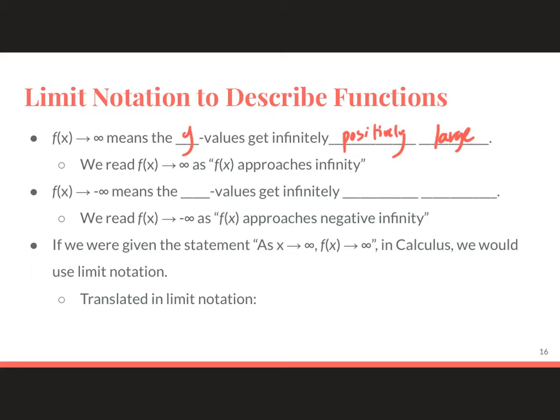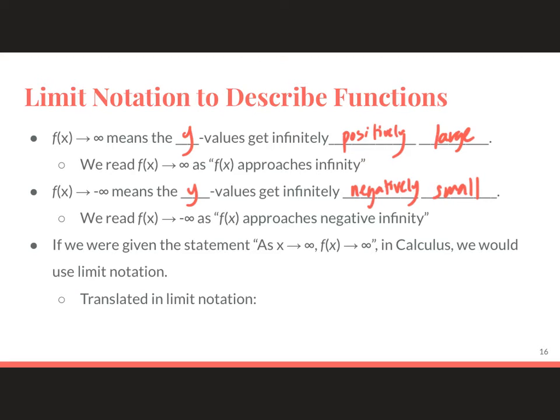And we've seen this before when we've graphed f of x equals x squared. We see that x squared approaches positive infinity as you keep going further to the right. On the other hand, if we see f of x arrow negative infinity, this means that our y values get infinitely negatively small, because the further into the negative you go, the smaller your number is. We can read this similarly as f of x approaches negative infinity. And we've seen that before for the left end behavior for f of x equals x cubed, where we keep going down into the negatives.